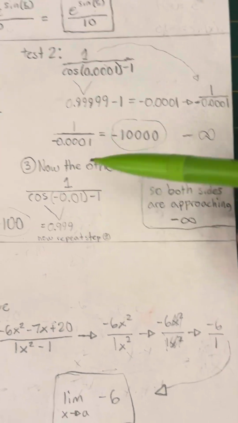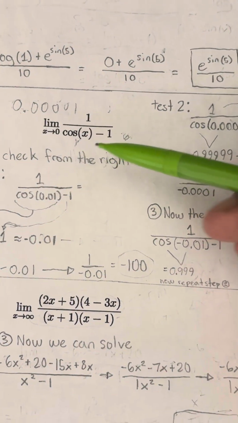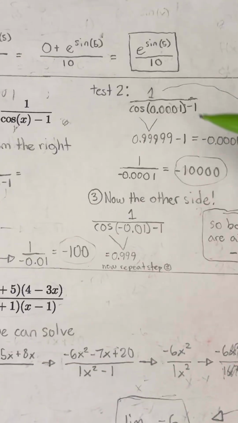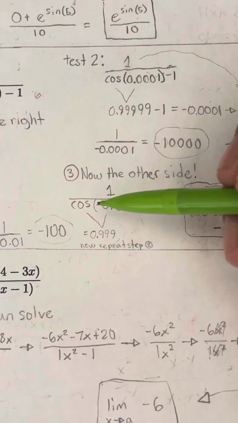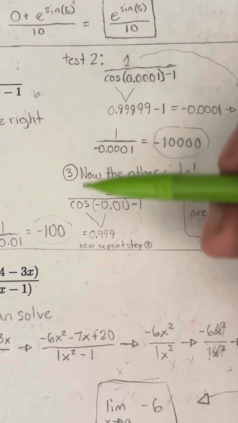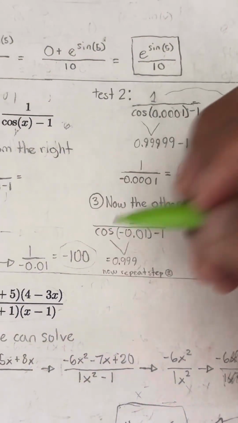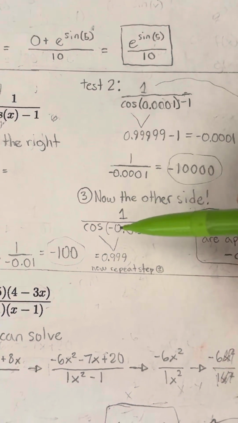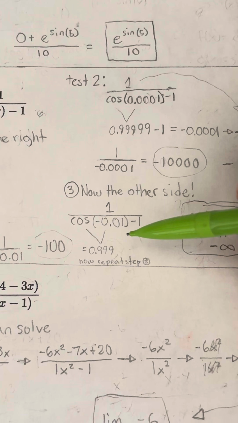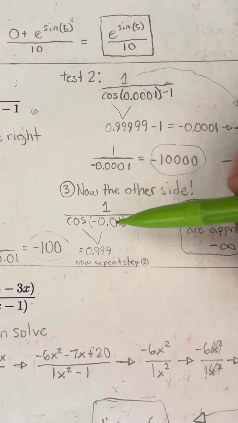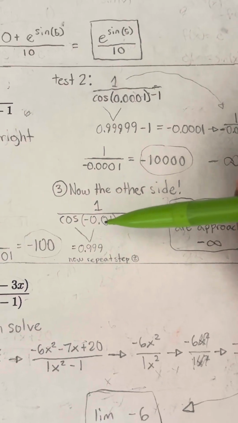So let's try the other side, because remember, we have to do both sides. This is just from one side. This is coming from the right because we're using a positive number. So now let's try it from the left side with a negative number. So negative 0.01, coming from the left side. And remember, we want this to be really close to 0 but not 0. So cosine of something really close to 0.